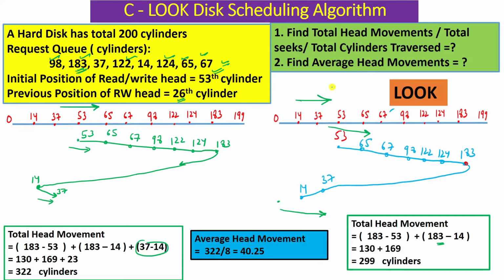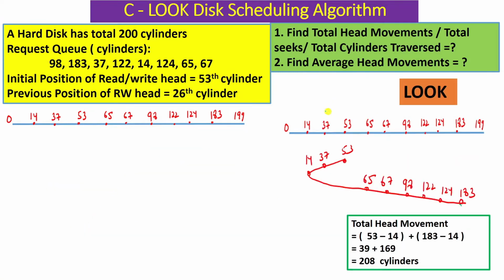Okay, now let's reverse our direction and see what the answer of the total head movements will be. Same example, and we reverse our direction here, right? When we applied the LOOK algorithm on this example, we saw we were getting 208 cylinders traversed.